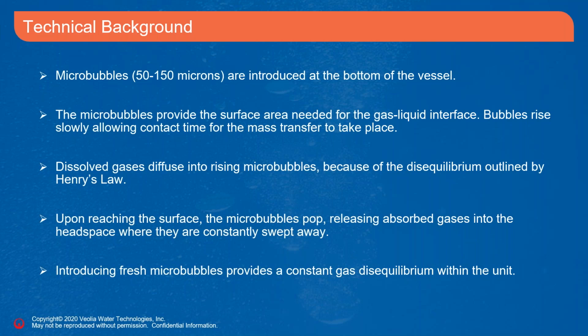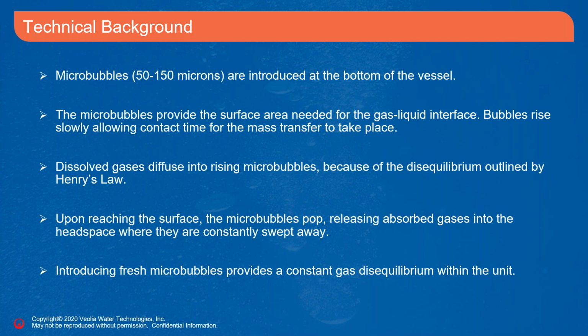As you saw in the previous slide, microbubbles are an integral part of the system. The microbubbles are usually about 50 to 150 microns and are introduced at the bottom of the vessel through the inductors. The size of the microbubbles plays 2 important roles. One, it provides a greater surface area or a gas-liquid interface. And 2, the smaller the bubbles, the longer it takes for the bubbles to go from the bottom of the vessel to the top. These are important because both of these allow for a longer contact time for the mass transfer to take place.